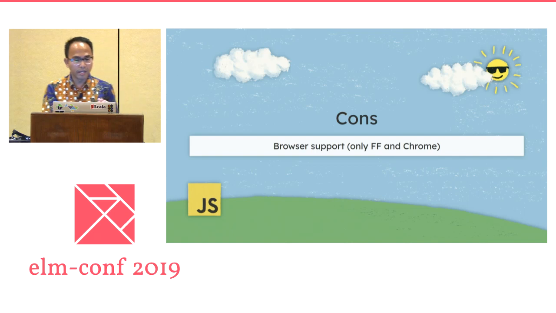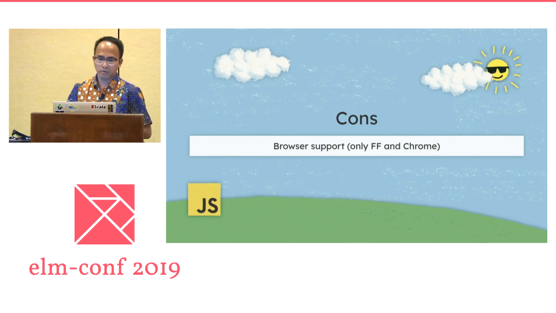The con is browser support. Currently, the Web Animation API is only supported on Firefox and Chrome. There is a polyfill for this. I haven't tried it, so I don't know how well the polyfill performs, but it's there if you want to play with it.